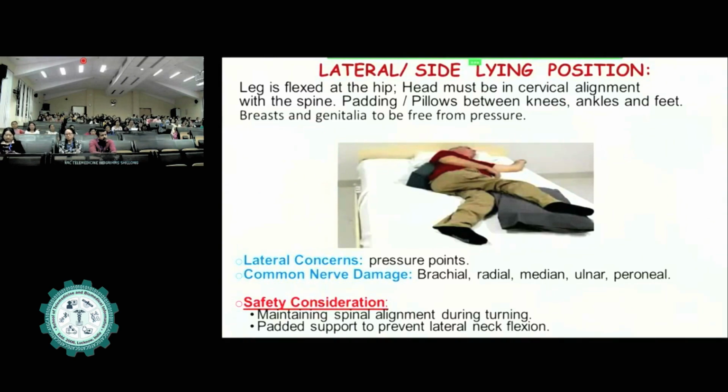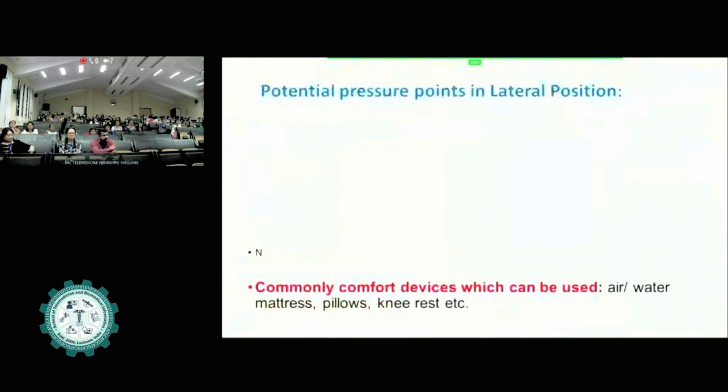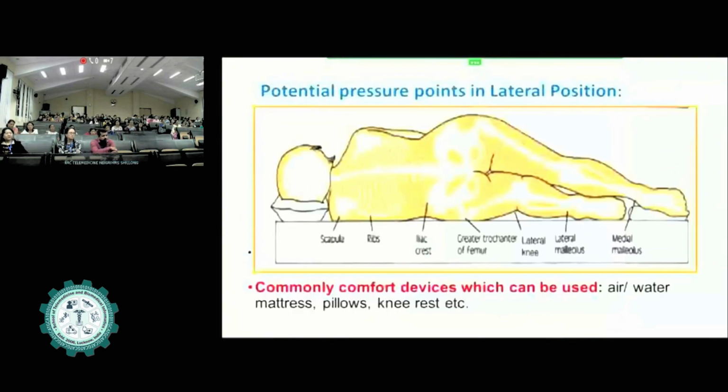The lateral concerns are the pressure points, and common nerve damages are to the brachial, radial, median, ulnar and peroneal nerves. Safety consideration is maintaining spinal alignment during turning and padded support to prevent lateral neck flexion. The pressure points are the scapula, the ribs, the iliac crest, the greater trochanter of the femur, the lateral knee, and the lateral and medial malleolus. Commonly used comfort devices are air or water mattresses, pillows, knee rests, etc.